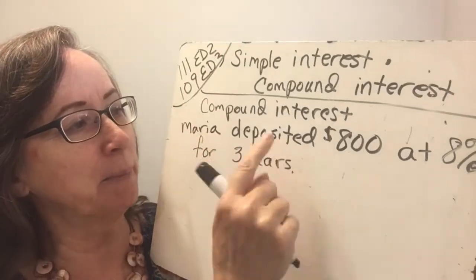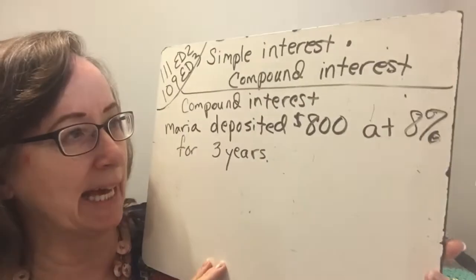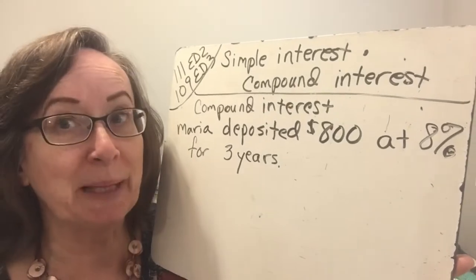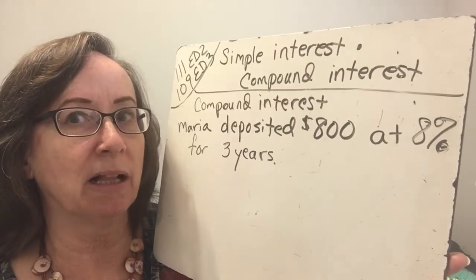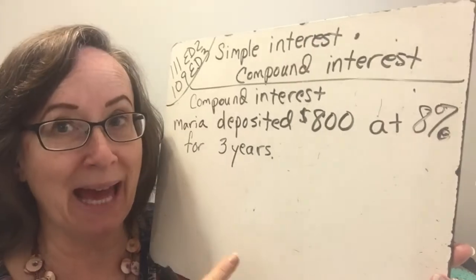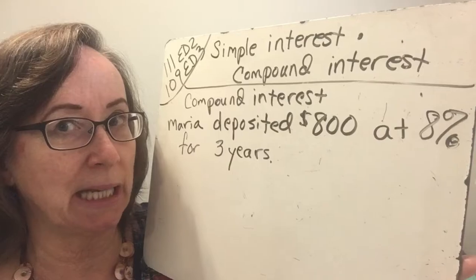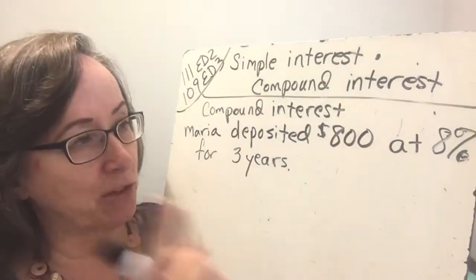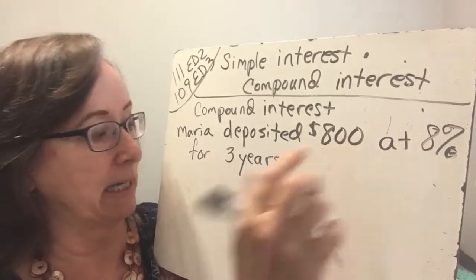Compound interest. Maria deposited $800 at 8% for 3 years. So that's the problem we just did, but we did it with simple interest. Now we're going to do it with compound interest, which simply means that the bank will take the interest at the end of each year and put it back into Maria's account so that now she has more money to earn interest on. So at the end of the first year, she has an 8% interest rate on $800.